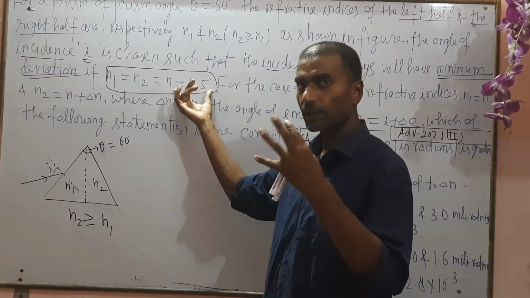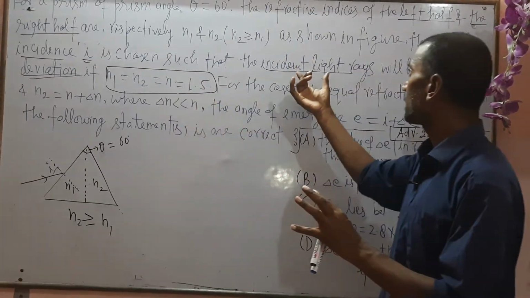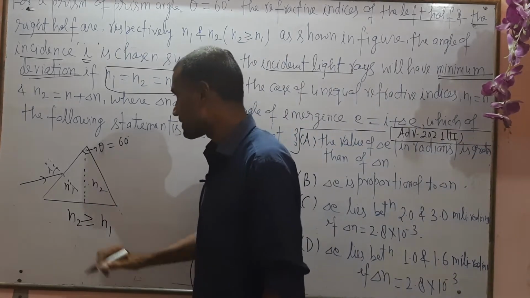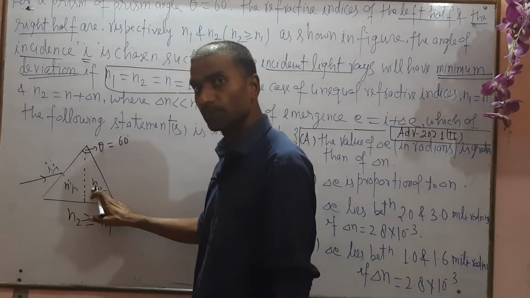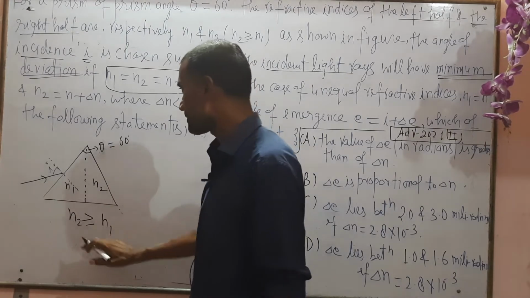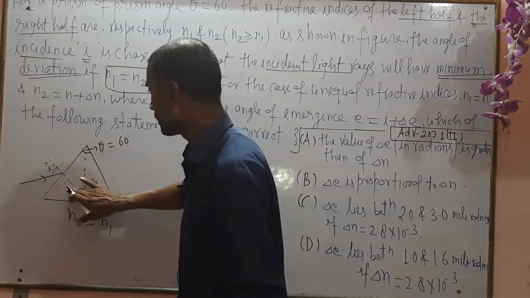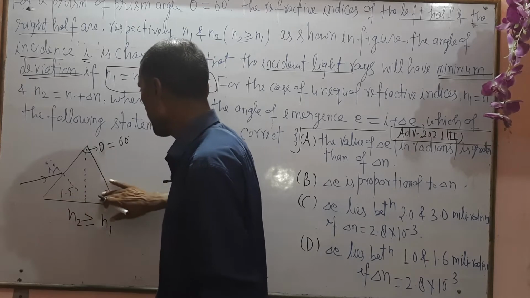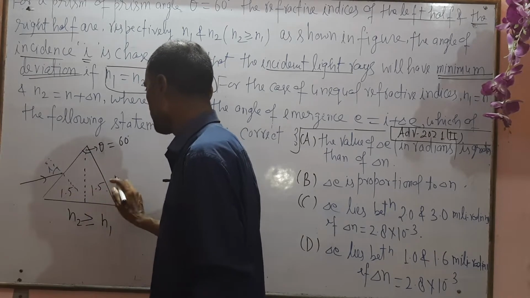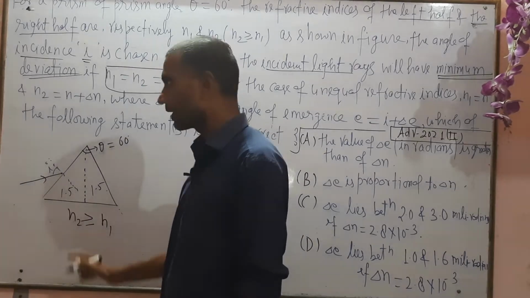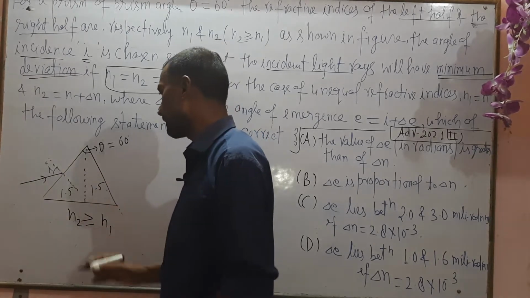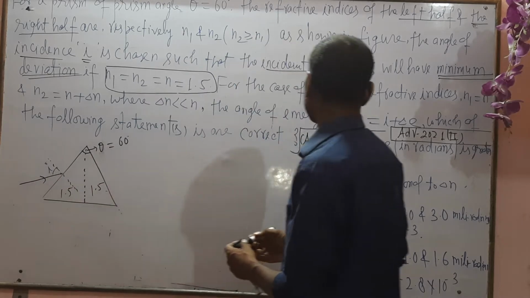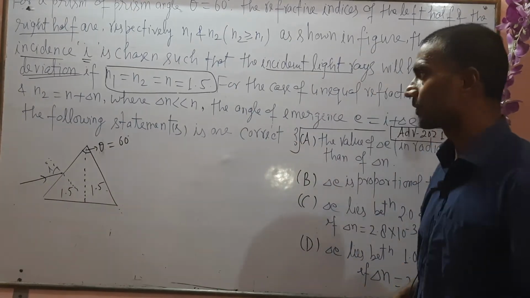The condition for the incident ray to be at minimum deviation implies n1 equals n2 equals 1.5, meaning n1 equals 1.5 and n2 also equals 1.5. The left half refractive index is n1 and the right half refractive index is n2, and this is the condition for minimum deviation.